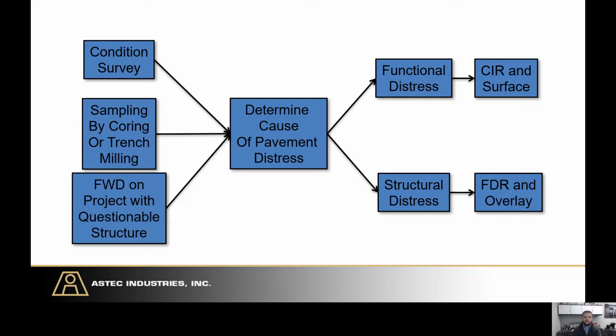And you're going to do a condition survey, maybe some sampling by coring or trench milling. Falling weight deflectometer is a big pavement selection tool here. So you're trying to determine the cause of the pavement distress. If it's functional, more on the top surface, CIR is a good candidate. If it's structural, then full depth reclamation is more likely.